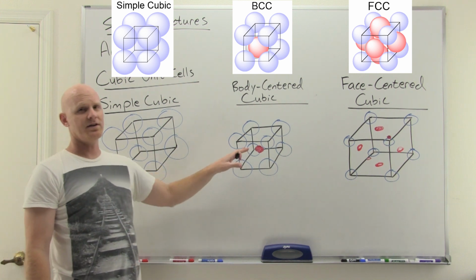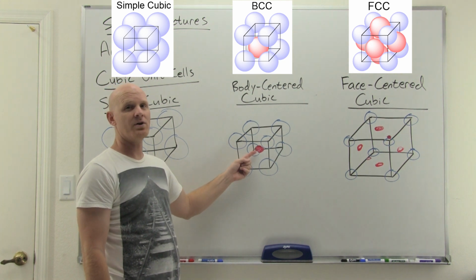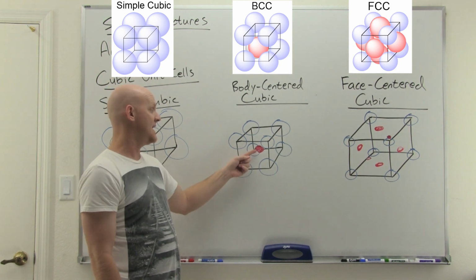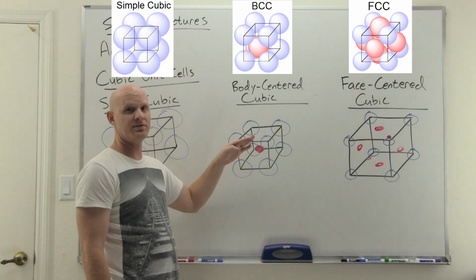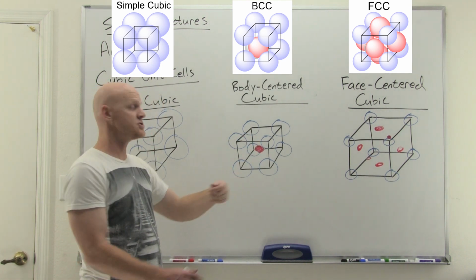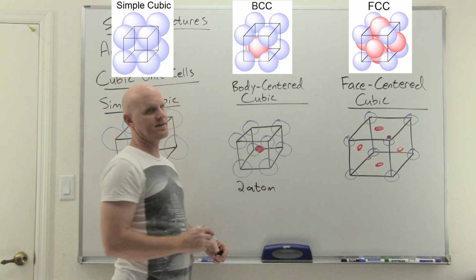Now, if we go look at the body-centered cubic, in addition to those corners, we have one right at the very center of the unit cell at that body-center position. And that's not shared by any other unit cells. It's smack dab in the center. It's completely in this unit cell. And so that adds an additional atom, and now we have 2 atoms per unit cell.